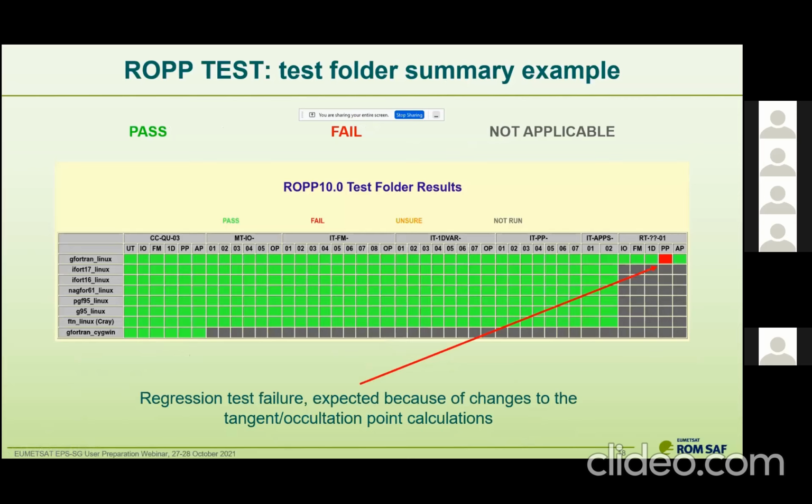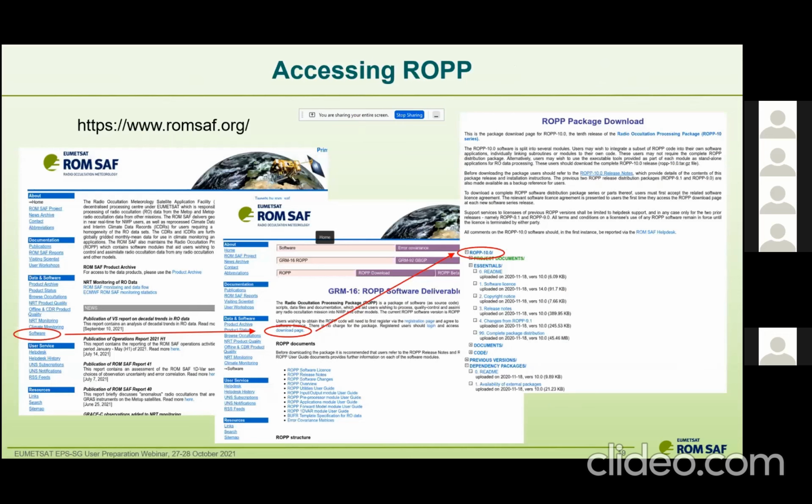It's just an example of a test folder, so you can see, perhaps you can't read these, these are different compilers on different platforms, and these are different sorts of tests of the IO module, the FM module, 1D-Var, and so on. And sometimes we expect failures. In this particular case, this is a regression test where we compared the results of the run against the immediately preceding release, and we made a change which we would expect to cause a failure, and which it did. If we hadn't seen a failure there, something would have been done badly wrong.